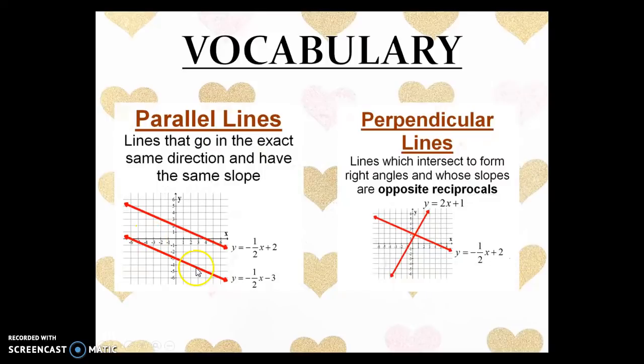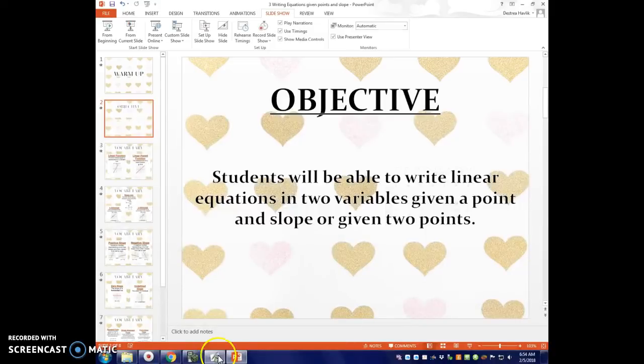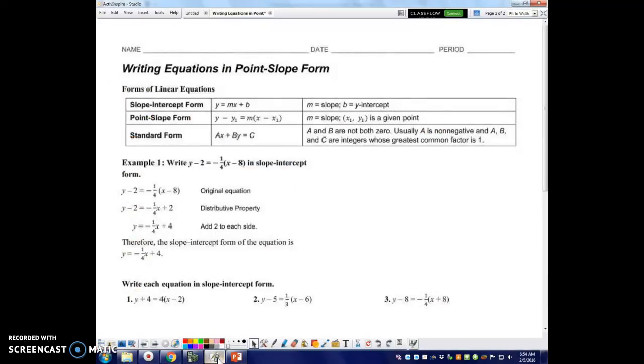Parallel lines have the same slope, but never touch. Perpendicular lines cross at a 90-degree angle, and their slopes are opposite reciprocals. So, on to your worksheet for today. This is page 1, so be sure you're on the right page.